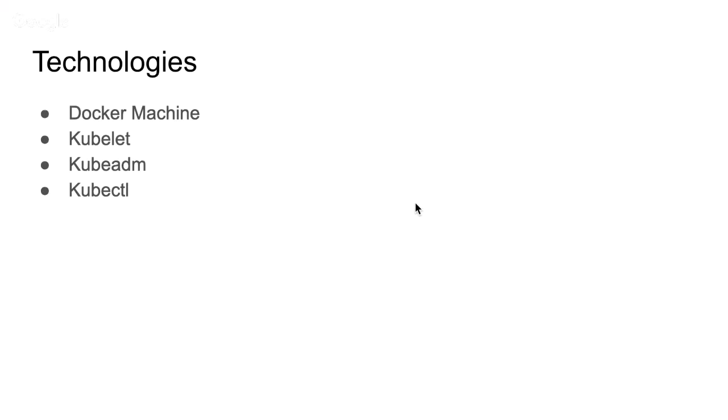Within this session, we will mostly handle these technologies. Docker machine will help us to orchestrate some machines. We will use DigitalOcean in order to install our Kubernetes environment, so Docker machine will be orchestrating the DigitalOcean droplets.